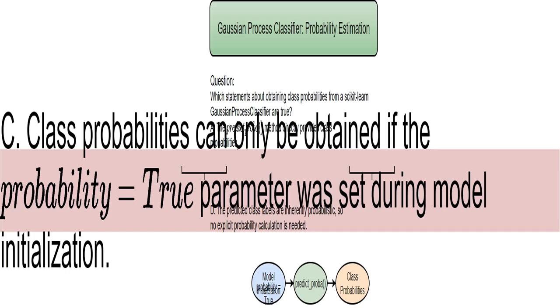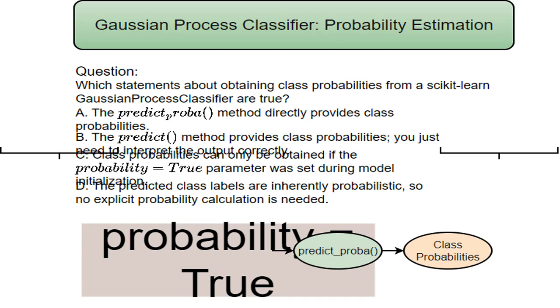I'll explain model initialization in the context of a Gaussian process classifier. You must set the probability parameter to true when you create your model. Think of it like flipping a switch. It turns on the model's ability to calculate probabilities. Without this, the model can only give you the most likely class label, not the probability of that prediction being correct.